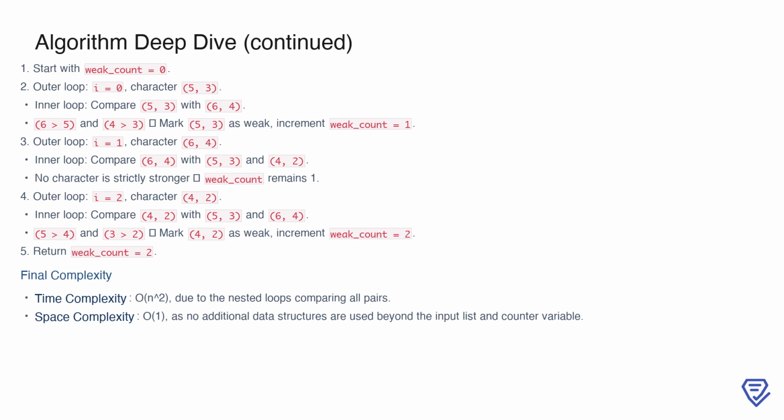Next, for i equals 1, the current character is [6, 4]. We compare it with [5, 3] and [4, 2], but in both cases, neither character is strictly stronger than [6, 4]. Thus, weak_count remains 1. Finally, for i equals 2, the current character is [4, 2]. Comparing it with [5, 3] and [6, 4] reveals that both are strictly stronger, so [4, 2] is marked as weak, and weak_count is incremented to 2. At the end of all iterations, we return weak_count, which is 2. The time complexity for this process is O(n squared), due to the nested loops, while the space complexity remains O(1), since no additional space is used beyond the input list and the counter variable.